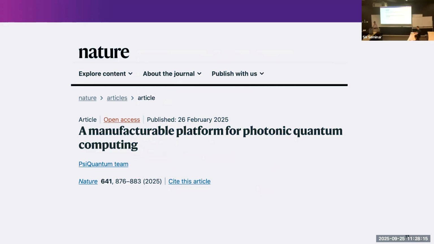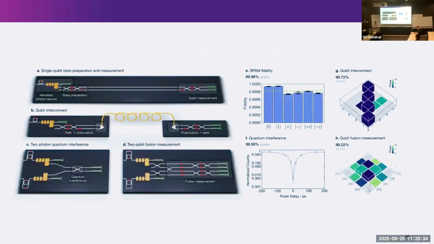If you haven't seen this paper and you're a photonic person, you should read this paper. It was on the archive for a long time and then came out in Nature just this year, a manufacturable platform for photonic quantum computing. They have really, really good results, which of course they will not maybe sell to academics like me, but it's very cool.